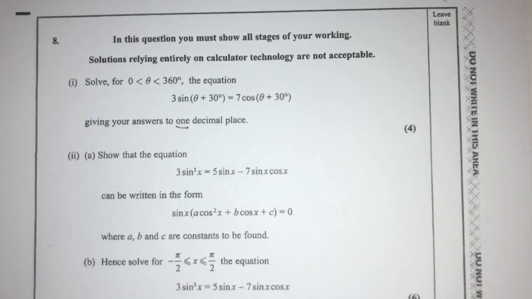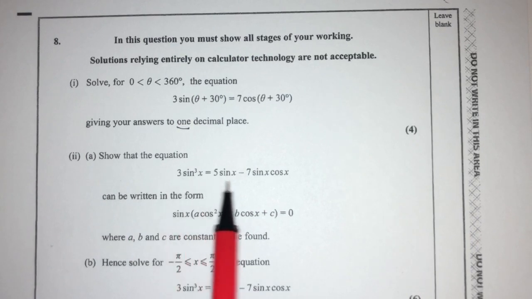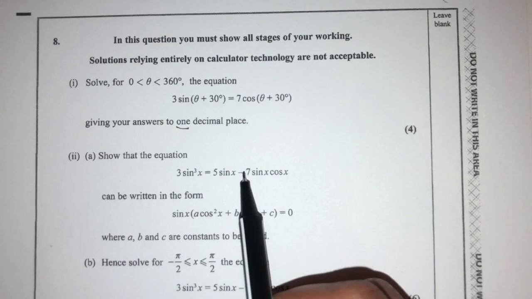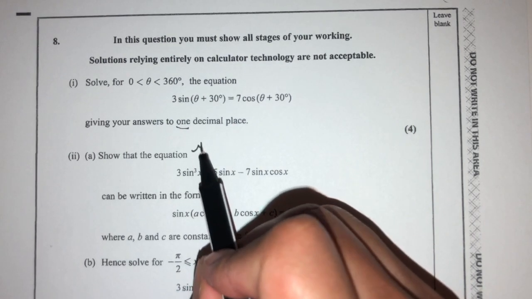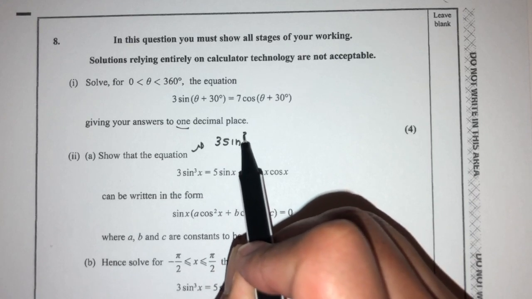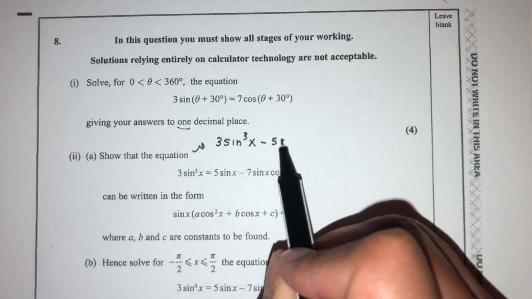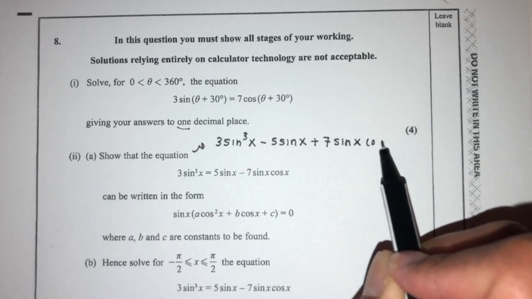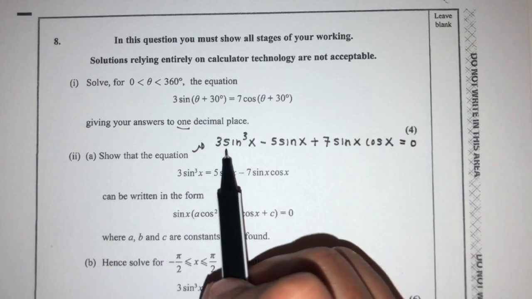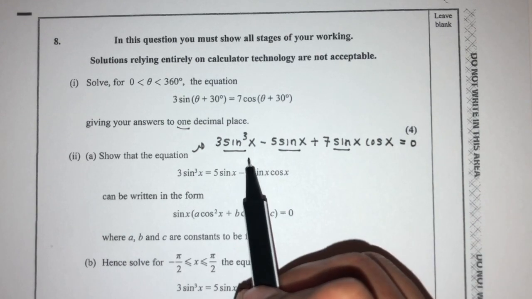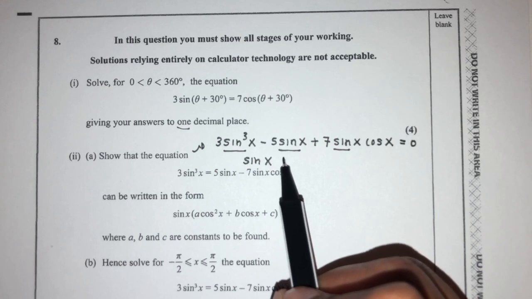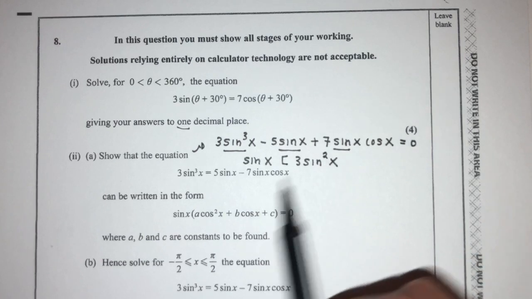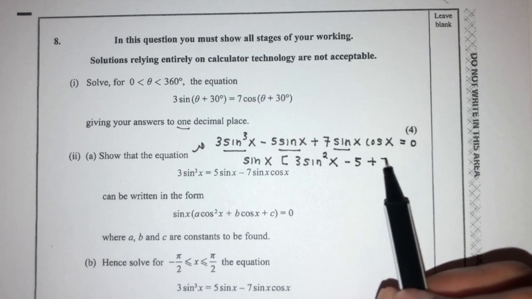Now for part 2, we have to first show that the equation can also be written as this. So step by step, let's first send everything to the left hand side. You will have 3 sine cubed x minus 5 sine x plus 7 sine x cos x is equal to 0. Now because we have sine here and sine here, we can factorize the sine outside. You will have sine x times (3 sine squared x minus 5 plus 7 cos x).